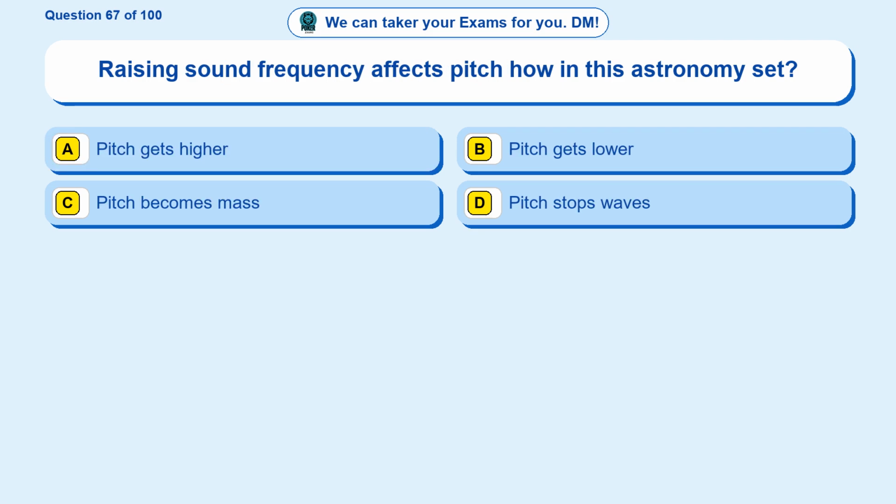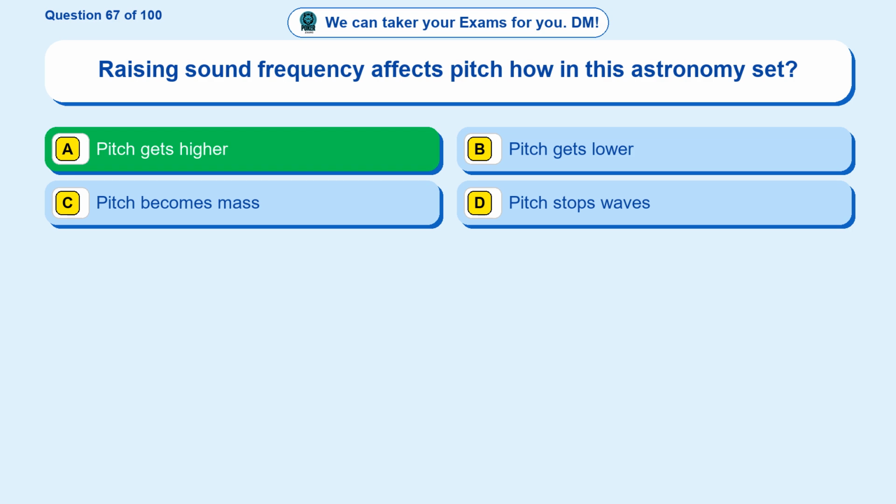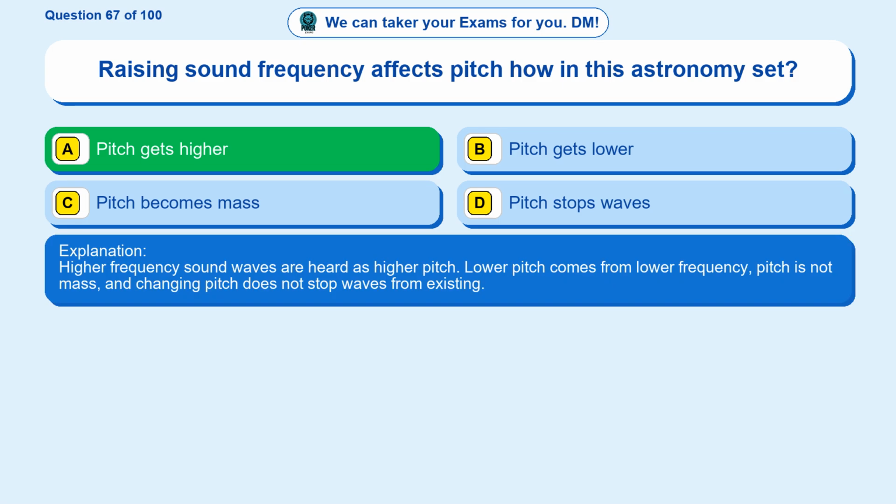Question 67. Raising sound frequency affects pitch how in this astronomy set? Option A, pitch gets higher. Option B, pitch gets lower. Option C, pitch becomes mass. Option D, pitch stops waves. The correct answer is option A. Pitch gets higher. Higher frequency sound waves are heard as higher pitch. Lower pitch comes from lower frequency, pitch is not mass, and changing pitch does not stop waves from existing.